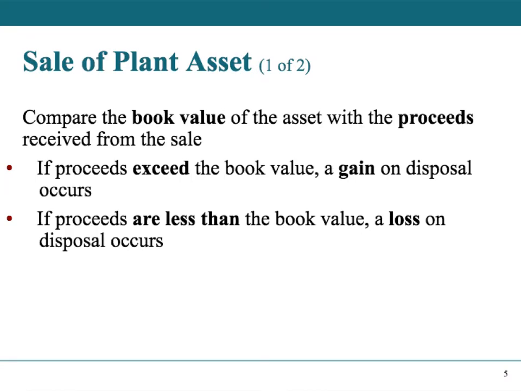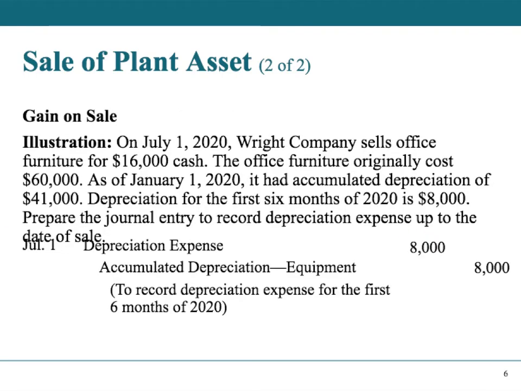Okay, what about if we sold equipment? It's a very similar process, and through the journal entries we will be comparing the book value of the asset with the proceeds, most likely cash received from the sale. If proceeds, basically what you received on sale, exceed the book value, that's a gain. If it's the other way around, you just suffered a loss. Look at a journal entry.